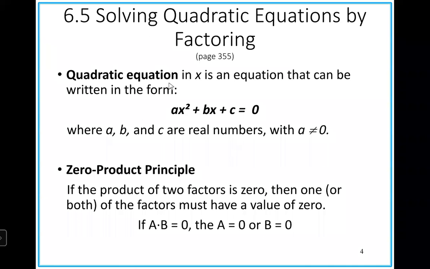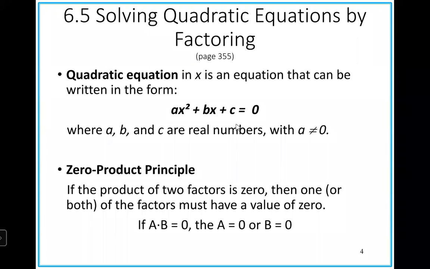So here it says a quadratic equation in x is an equation that can be written in the form ax squared plus bx plus c equals 0. And a, b, and c must be real numbers, and a cannot be 0. Okay, because if a is 0, it means that this first term would end up being a 0, and it won't be a quadratic equation anymore.